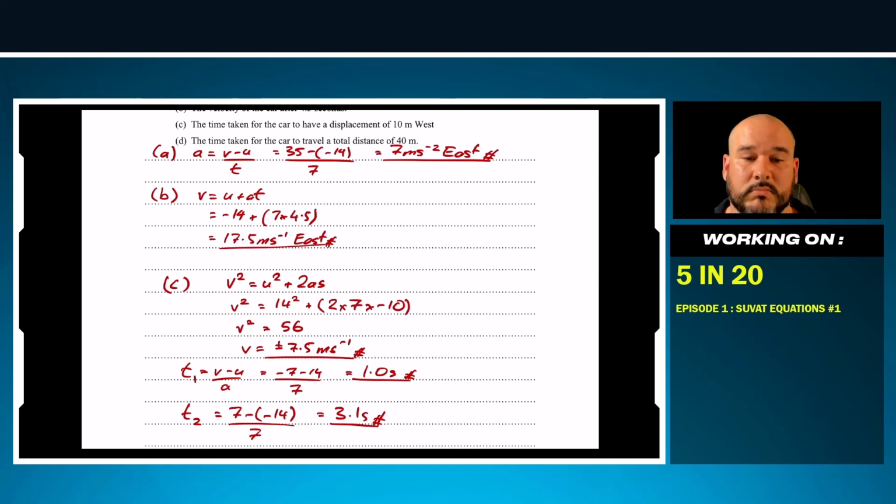All right, so around about 1 second and 3.1 seconds would also be the two solutions that you get if you use the ut plus a half at squared equation. But totally up to you. If you're pro with the quadratic equation stuff, by all means do that.